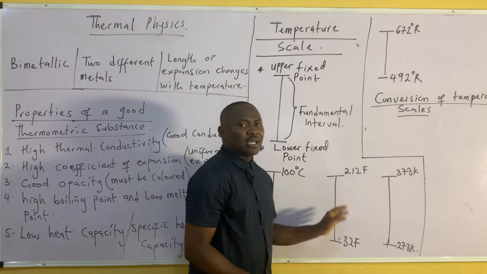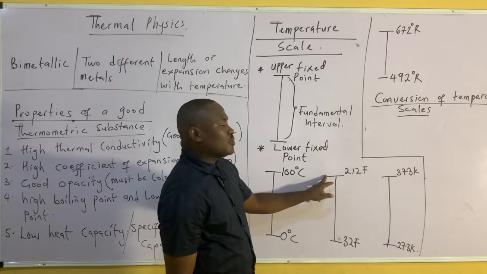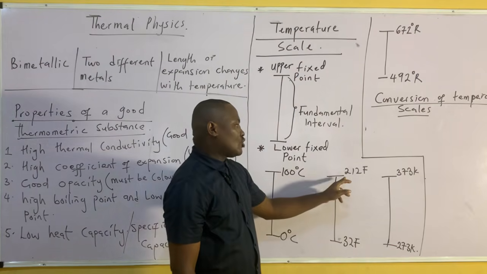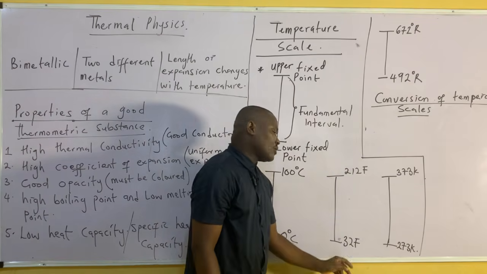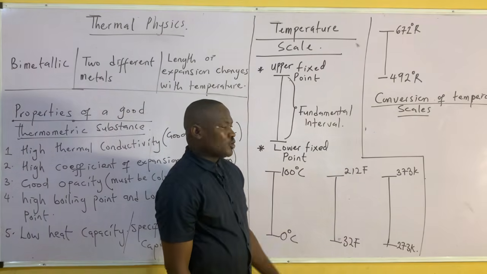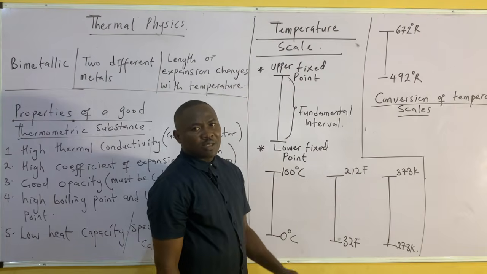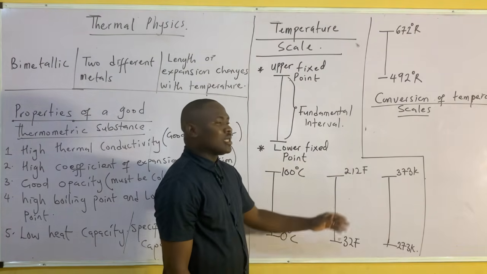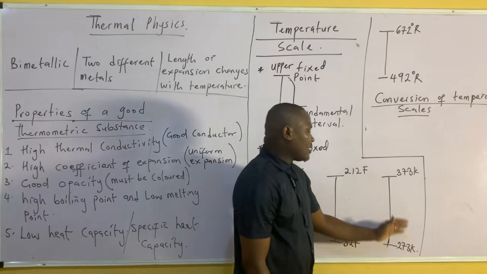This is a Fahrenheit scale. The upper fixed point, which is the point of boiling steam, is 212 Fahrenheit, while the lower fixed point is 32 Fahrenheit. So the difference, which is the fundamental interval, is 212 minus 32. I think that's 180.